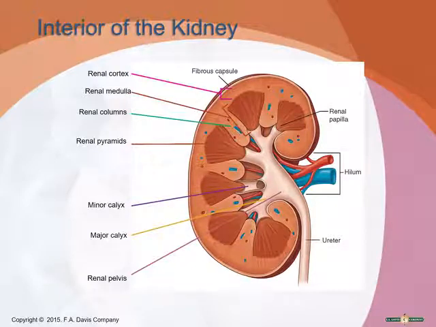The base of each pyramid faces outward towards the cortex, and the point of the pyramid is called the renal papilla. That faces towards the hilum, and you can see here the hilum again, where all those blood vessels and nerves and everything go in and out. The papilla extends into a cup called a minor calyx. The minor calyx collects urine as it leaves the papilla, and 2 or 3 minor calyces join together to form a major calyx. The major calyces converge to form the renal pelvis, which takes the urine from the major calyces, and then the renal pelvis continues on as the ureter, which takes the urine to the urinary bladder.